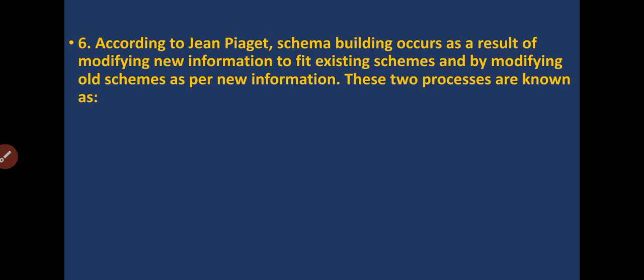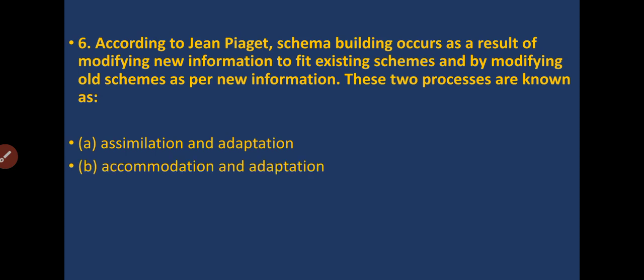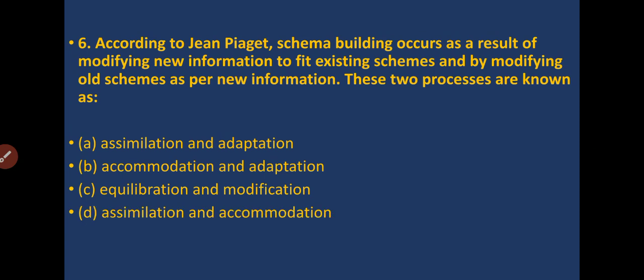Next, according to Piaget, schema building occurs as a result of modifying new information to fit existing schemas and by modifying old schemas as per new information. These two processes are known as A. Assimilation and adaptation. B. Accommodation and adaptation. C. Equilibration and modification. Or D. Assimilation and accommodation. The correct answer is option D.